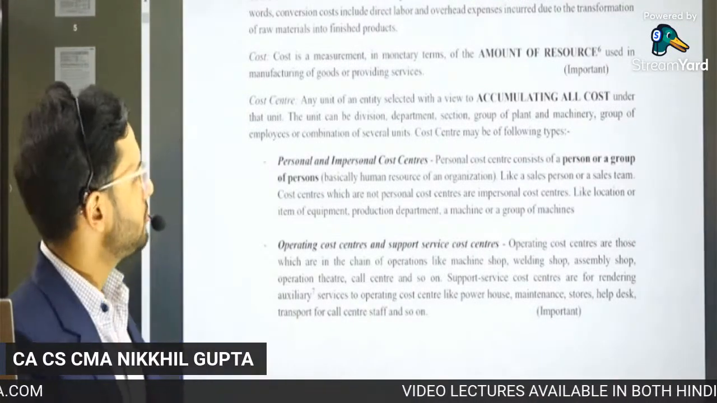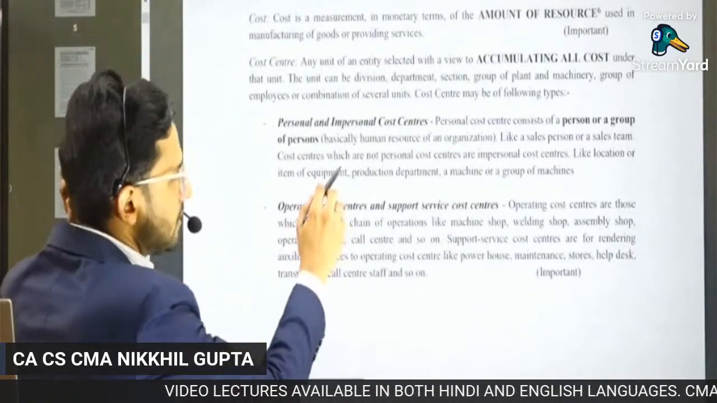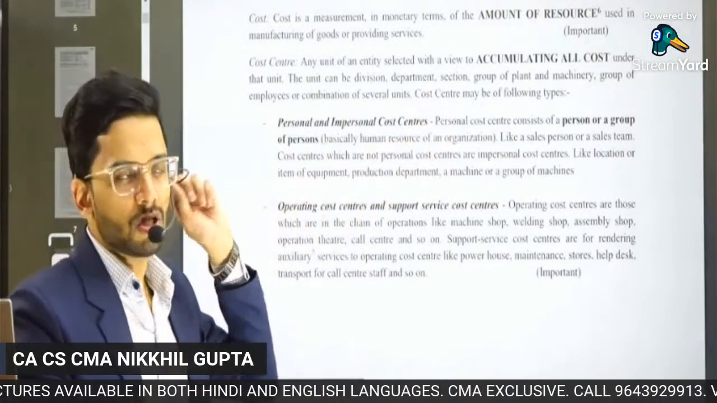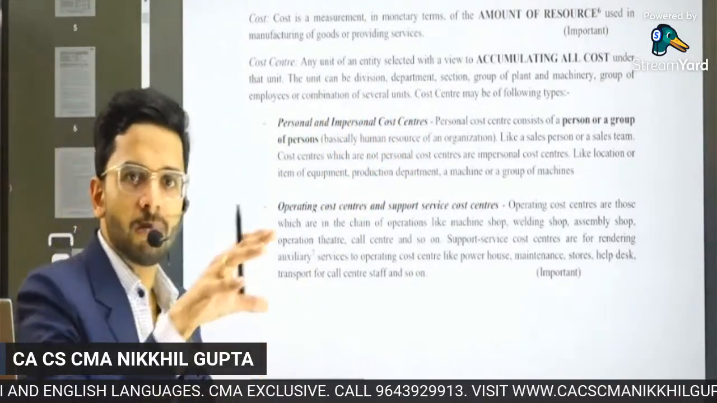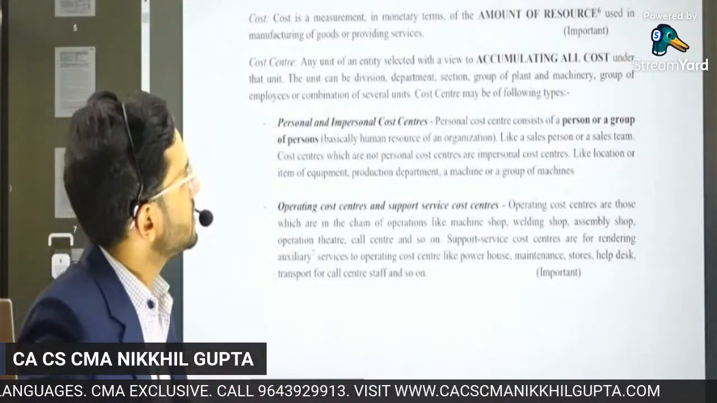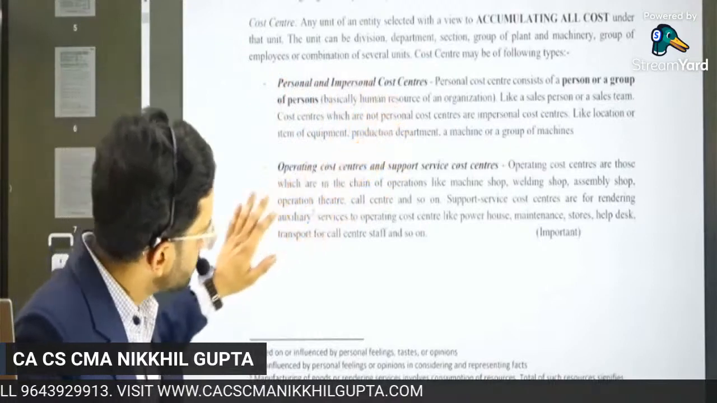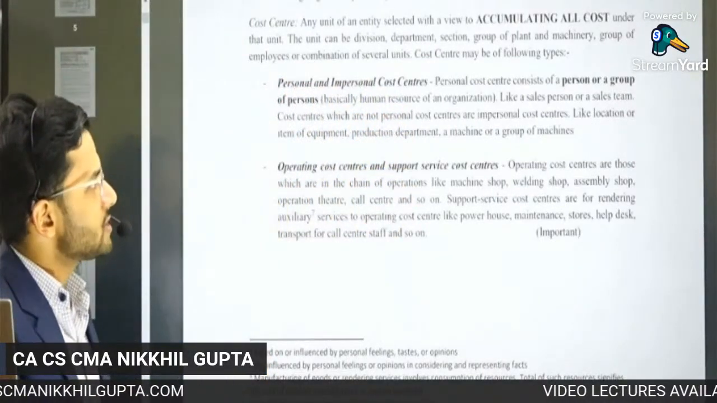All right. So cost centers are the entities or the areas where all the cost is accumulated, all the cost is collected. So accumulation of all the cost in a particular unit or in a particular way is known as a cost center. Cost center can be of two types: personal and impersonal cost centers, operating and supportive cost centers. These are ways in which cost centers can be classified.